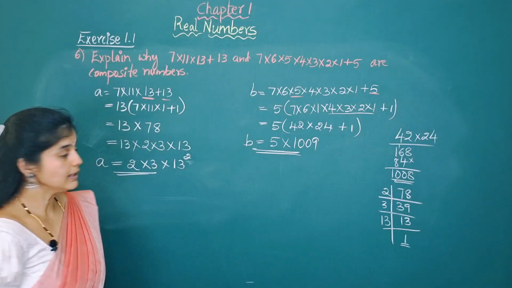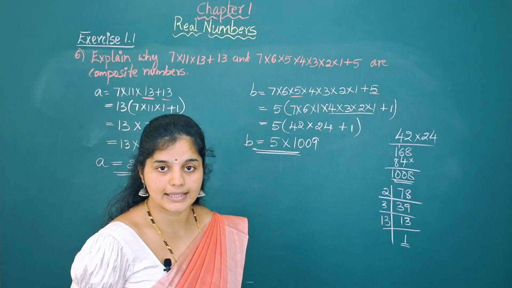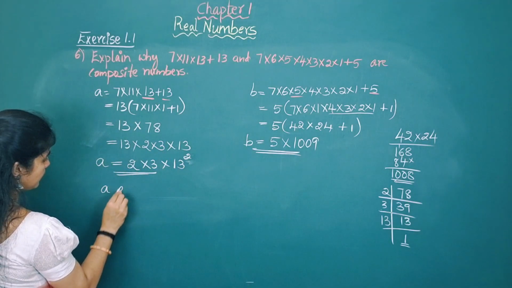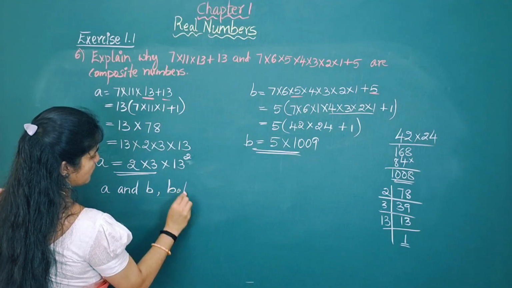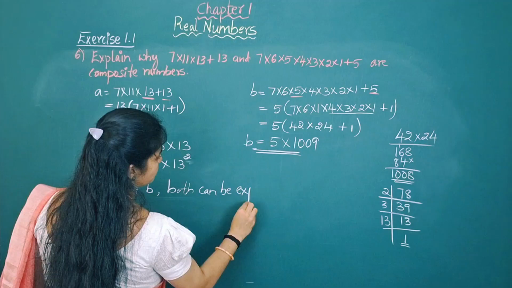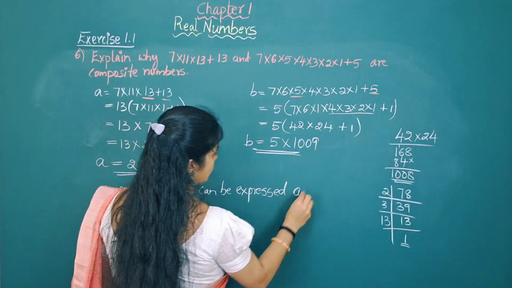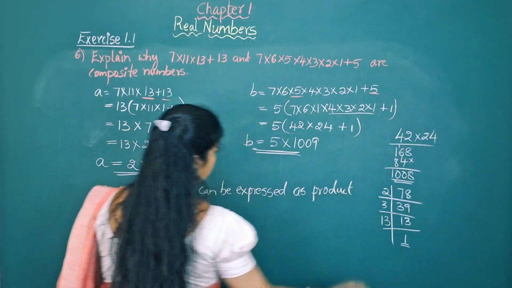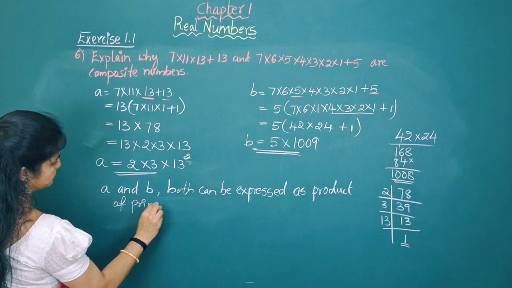So now you can see that these two numbers can be expressed as a product of prime numbers. So I will write: A and B both can be expressed as a product of prime numbers.